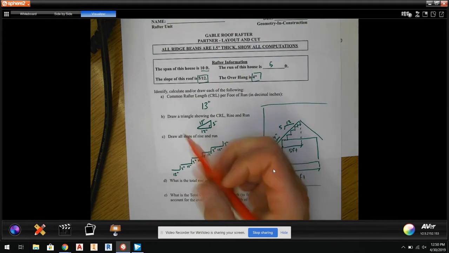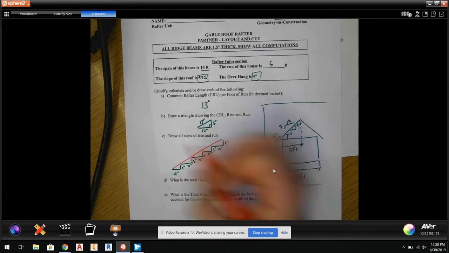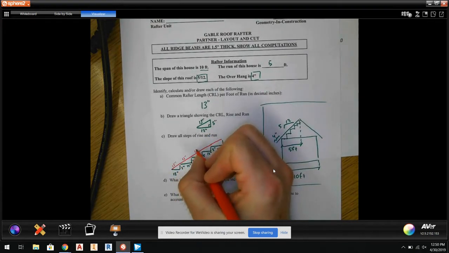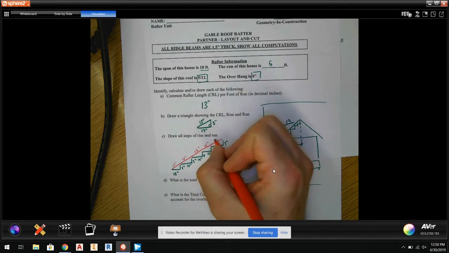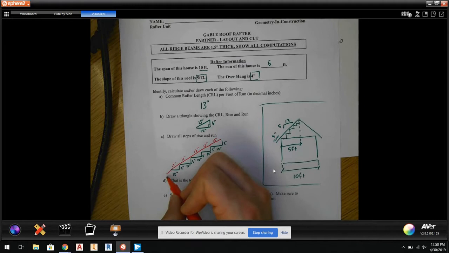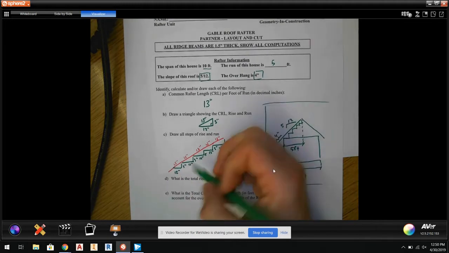Because of the slope of our roof here, that's the rafter right there. Each of these are 13 inches, 13 inches, 13 inches, 13 inches, 13 inches. And don't forget we have a 4-inch overhang right here. So let's go on to the next question, then we'll go on to E.